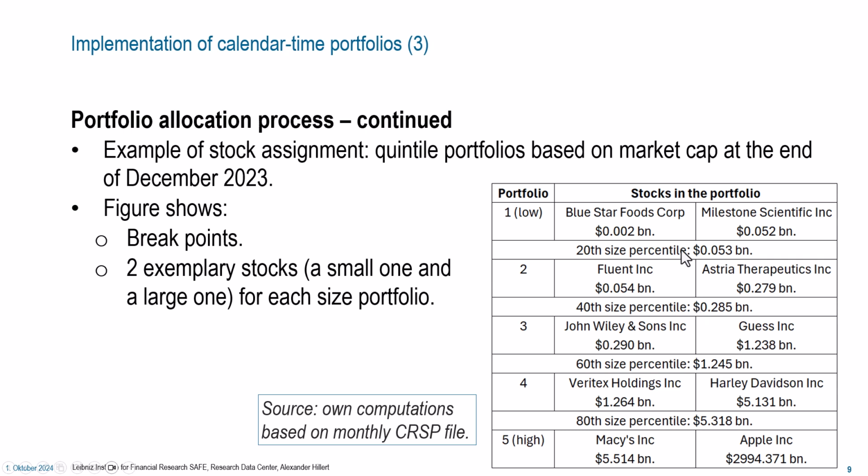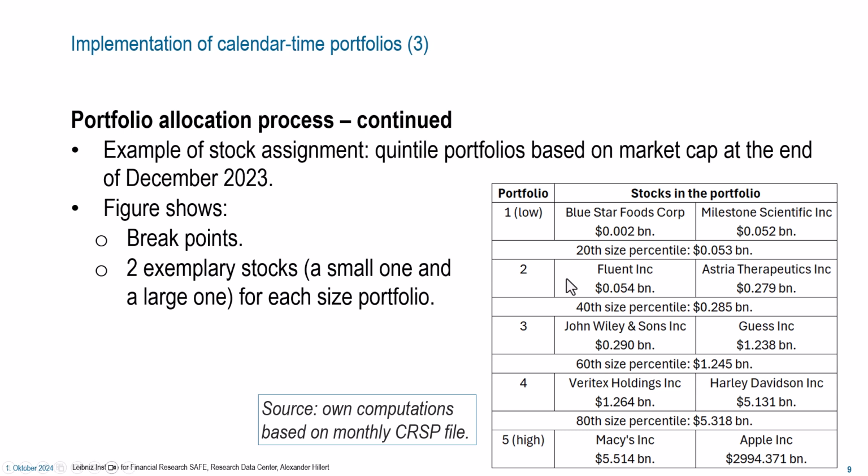And based on these 4 percentiles, we would take a stock, let's say we have this Blue Star Foods Corp with a market cap of just 2 million, and this stock clearly belongs to our first quintile portfolio, so to the 20% of stocks with the lowest market capitalization. Then we could have another stock like Milestone Scientific Inc. Its market cap at the end of December 2023 was 52 million. That's just below the 53 million threshold. So it still belongs to our portfolio 1.